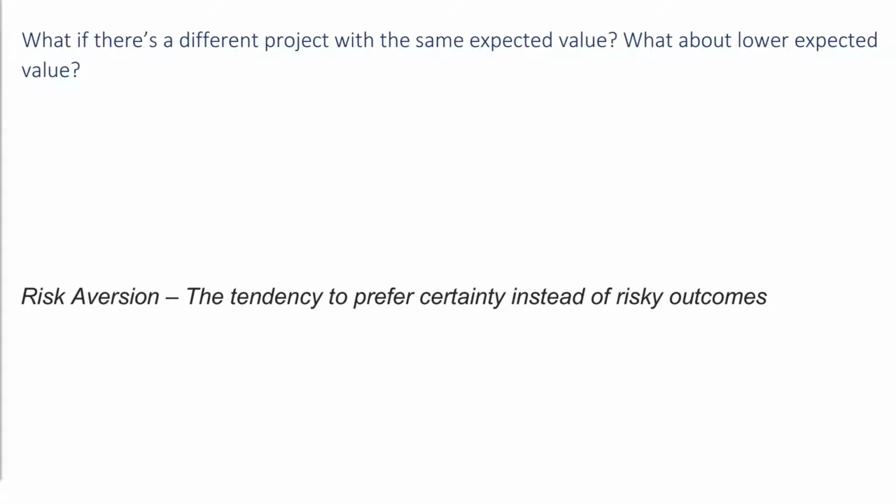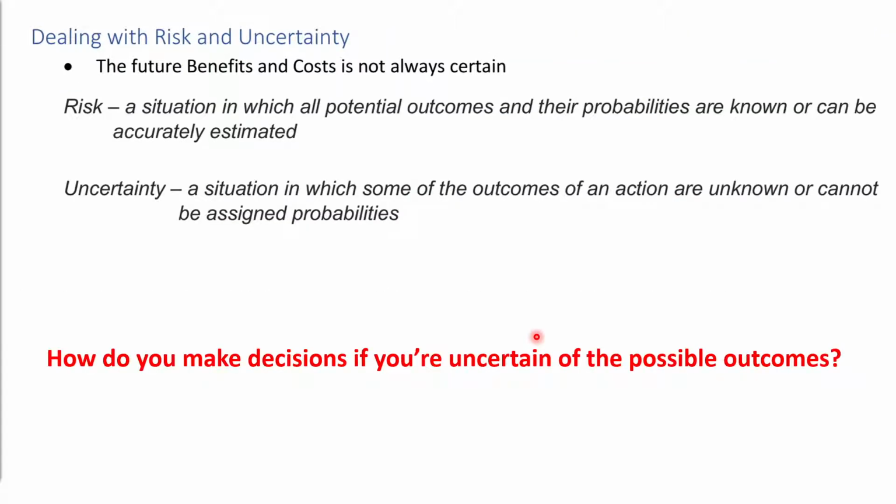So risk aversion is an observation on human behavior. It's a tendency to prefer certainty instead of risky outcomes. So for the great majority of the population, they will not choose risky outcomes unless there is a really significant payout or reward for it. Now, that is pretty simple in terms of calculation. We can use some statistics and we can still manage risk.